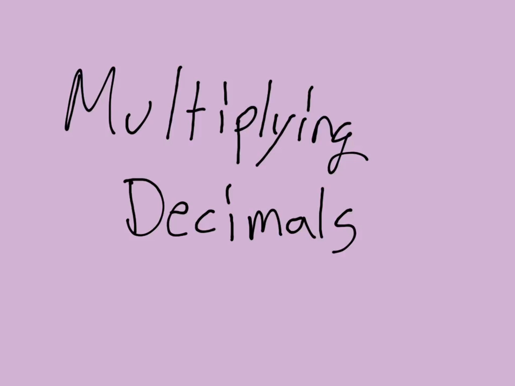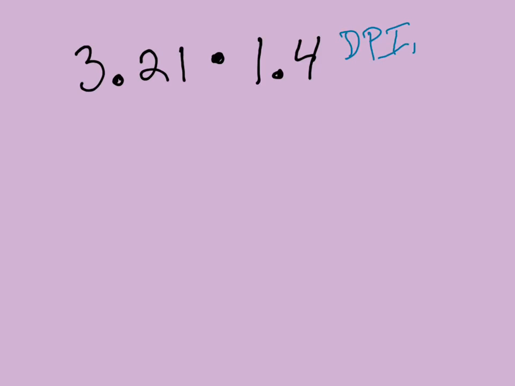So we're going to talk about multiplying two decimals. Let's say 3.21 times 1.4. I need to count how many decimal places I have in all. So I call that DPIA, decimal places in all. And I have 2 in the first number, and 1 in the second. 2 plus 1 is 3. So there are 3 decimal places in all. And then I ignore my decimal place until the end of the problem.